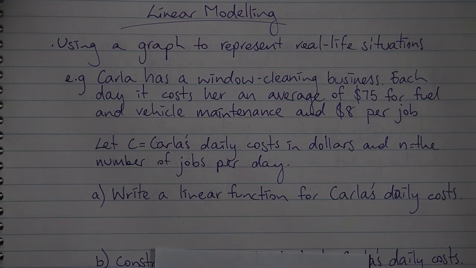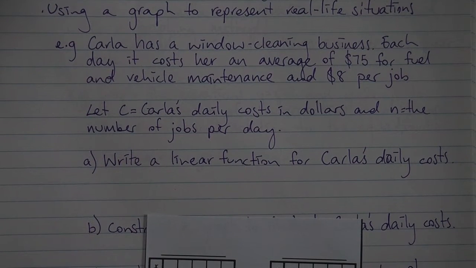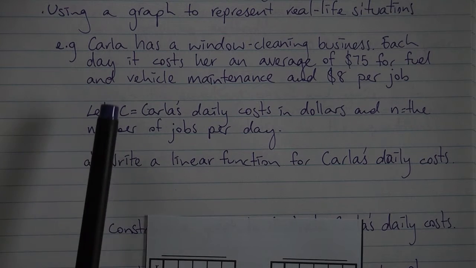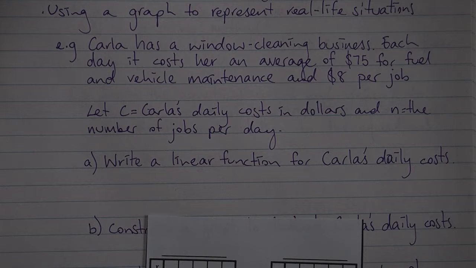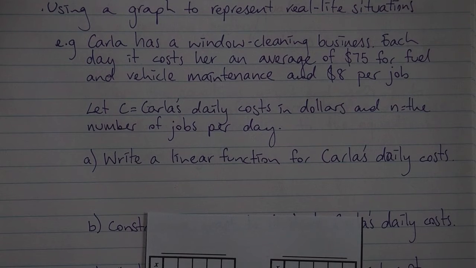Okay, so let's have a look at this problem. Carla has a window cleaning business. Each day it costs her an average of $75 for fuel and vehicle maintenance, and it also costs her $8 per job. So that's going to be like using her equipment. We're going to let C be equal to Carla's daily cost, usually C for costs, and N is the number of jobs per day. N for the number of whatever things you are talking about, and C for the cost.